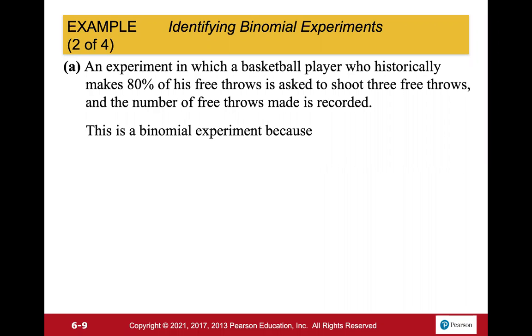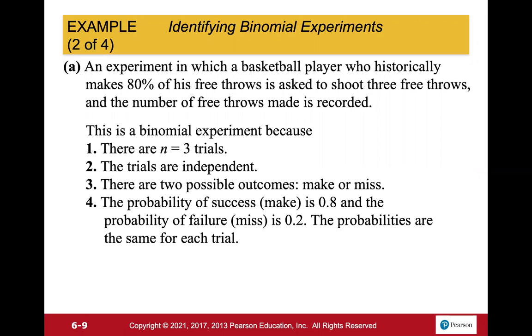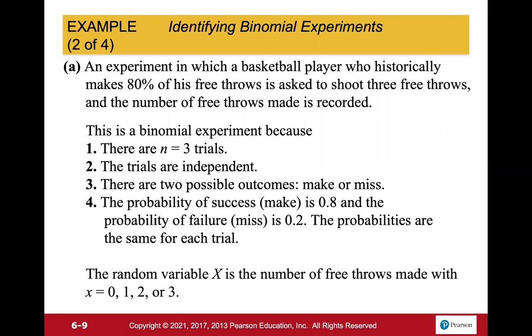So this is a binomial experiment because the likelihood of one free throw is not going to change the chances of the second free throw or the third free throw. So it's not going to change the likelihood of those happening because we've already established that he makes 80% of the free throws. So there is clearly a success and a fail. So there are n equals three trials. Trials are independent. There are two possible outcomes. He either makes the free throw or he misses the free throw. For the probability of success, that he makes the free throw is 0.8. The probability of failure, that he misses, is 0.2. And the probabilities are the same for each trial. Lastly, the random variable x, the number of free throws made, with x equaling 0, 1, 2, or 3.